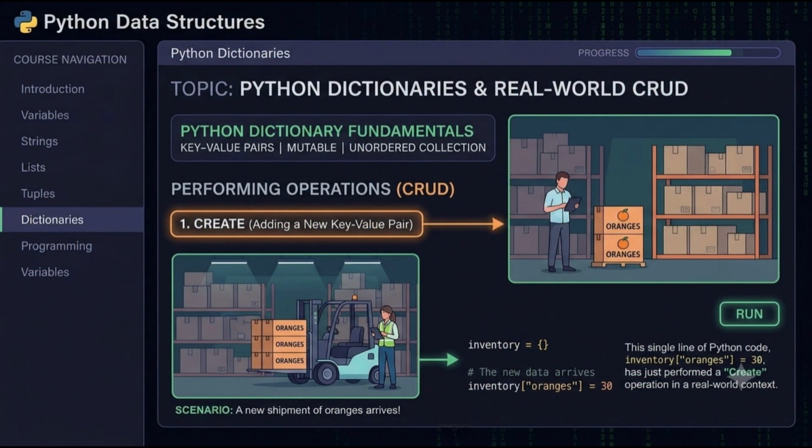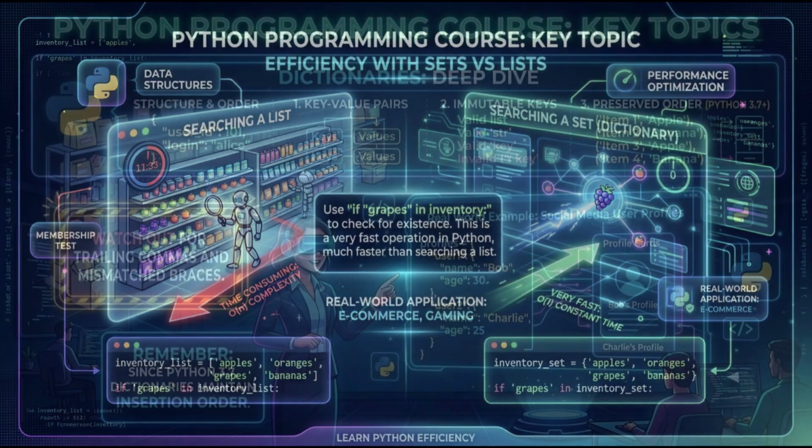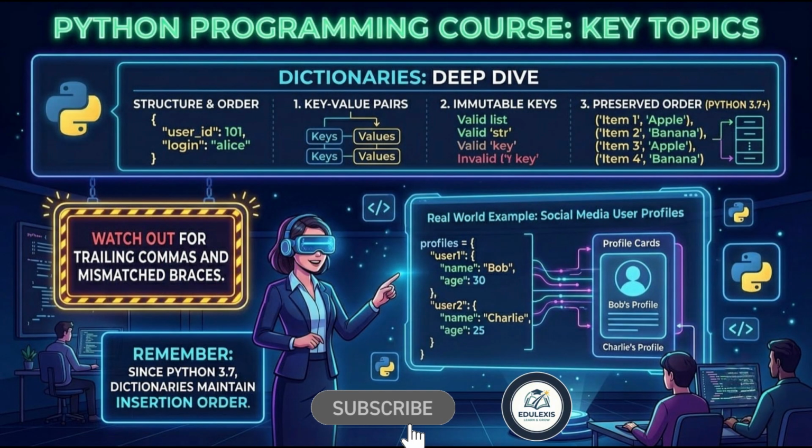A new shipment of oranges arrives. inventory["oranges"] = 30. We've just performed a create operation in a real-world context. Use if "grapes" in inventory to check for existence. This is a very fast operation in Python, much faster than searching a list. Watch out for trailing commas and mismatched braces. Also, remember that since Python 3.7, dictionaries maintain the order in which items are inserted.